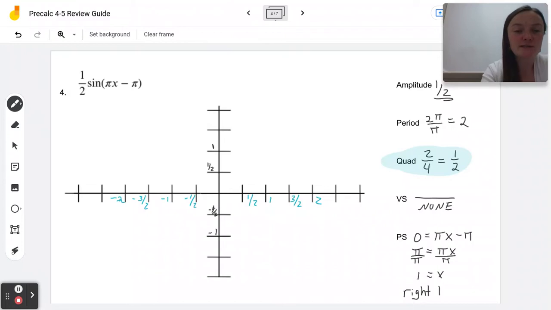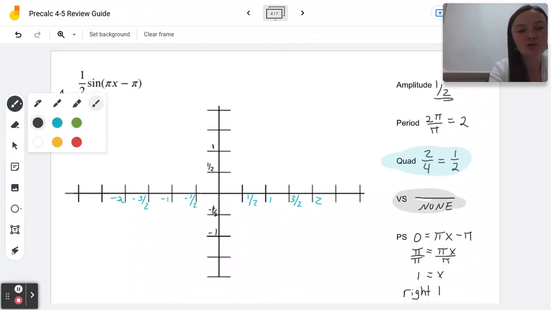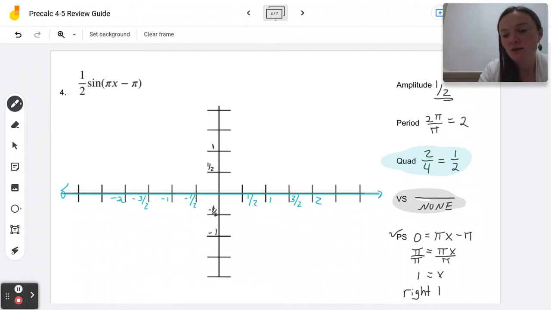All right, so let's go ahead and focus on the next most important piece of information, which is the vertical shift. There's no vertical shift, so we can assume that our midline must be the x-axis, so that's good. Let's move on to the next piece of information, the phase shift. Okay, well, it says that we need to move right 1.